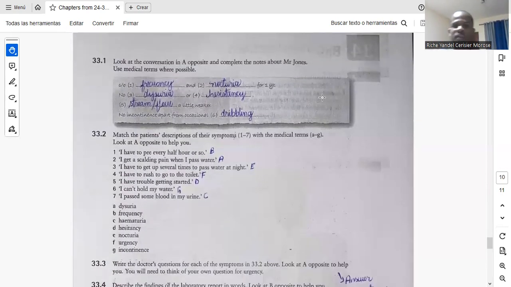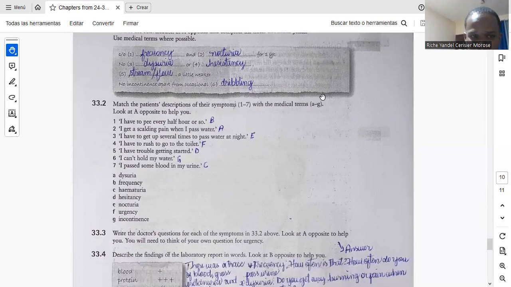Next, look at conversation A opposite to help you make notes about Mr. Jones. Use medical terms where possible. Frequency and nocturia for 1 year. No dysuria or hesitancy. I don't remember. Stream is hesitancy. Oh, no, I think it's hesitancy. Stream flow a little weaker. No incontinence apart from occasional dribbling.